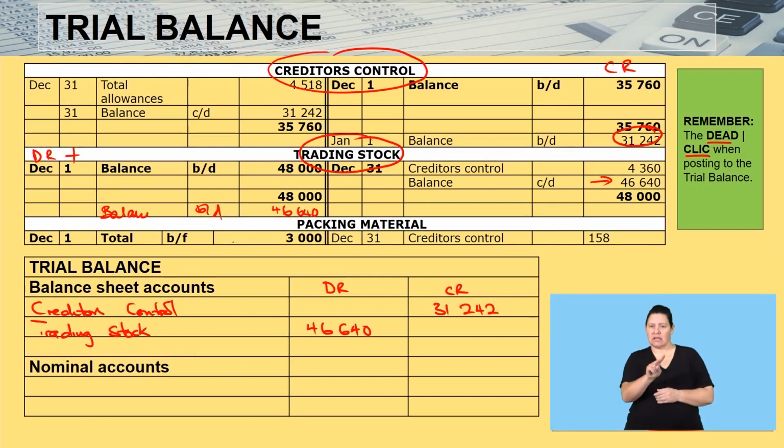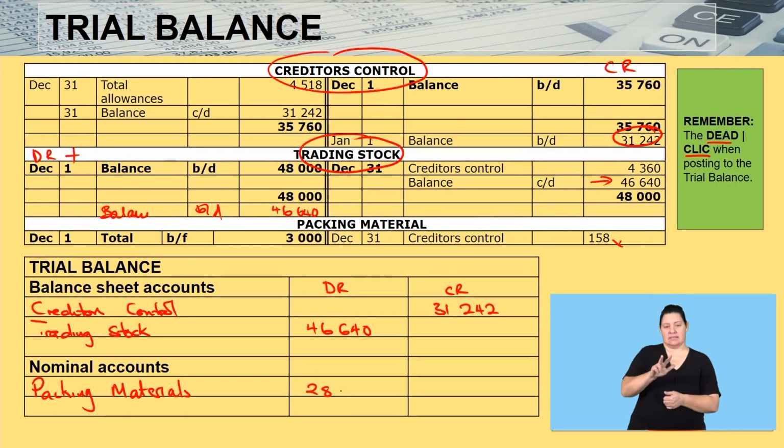And then lastly, I have my packing materials. So you can see here I have a total, and then I also have 158, which is an allowance. So it comes now under my nominal accounts. So I'm going to say packing materials. All right. And then I'm going to get the difference, which is the difference between 3,000 and 158. If you punch that in your calculator, you should get 2,842. Why am I putting it under nominal accounts? Because packing materials are an expense.